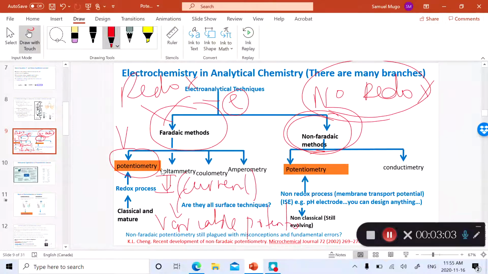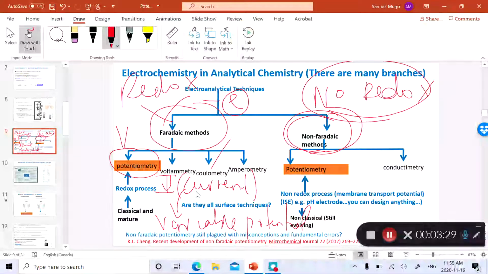And this is important, because every analyte has got a very specific potential at which it can get oxidized or reduced. So with voltammetry, what you're doing is you're sweeping or changing the potential until the point at which that analyte gets oxidized or reduced, and then you measure the current, okay?